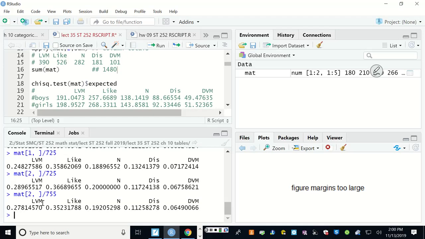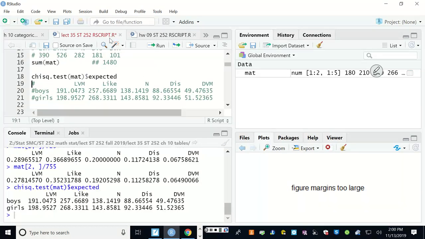But is that enough to say that these things are different? That the distribution for boys and girls is actually different? To do that, we're going to calculate expected values. It's a chi-square test command that will give you expected values. So where did some of those numbers come from?